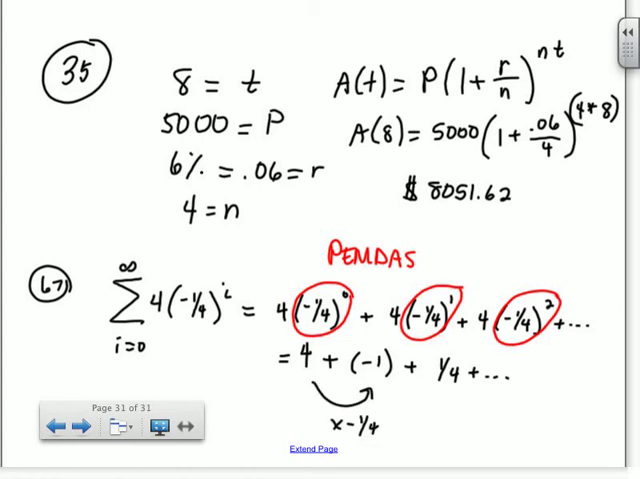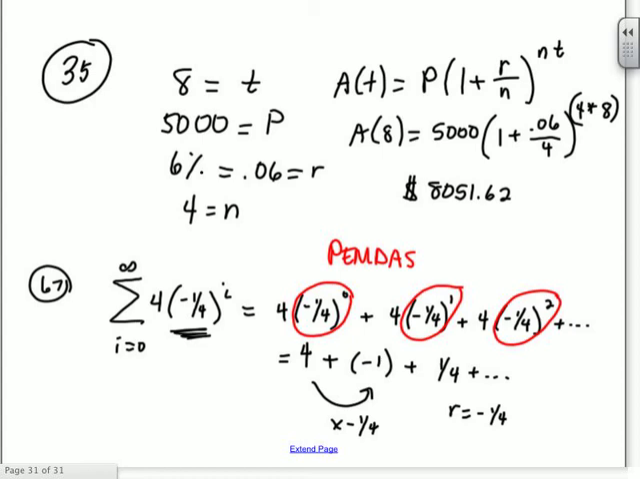Okay, so basically each time you are multiplying by another negative 1/4. That was what this was. That's our r. So my r is negative 1/4. It's a geometric sequence, right? We're always multiplying by a common ratio. Okay, so an infinite geometric sequence has this equation. The sum is equal to a1 over 1 minus r.